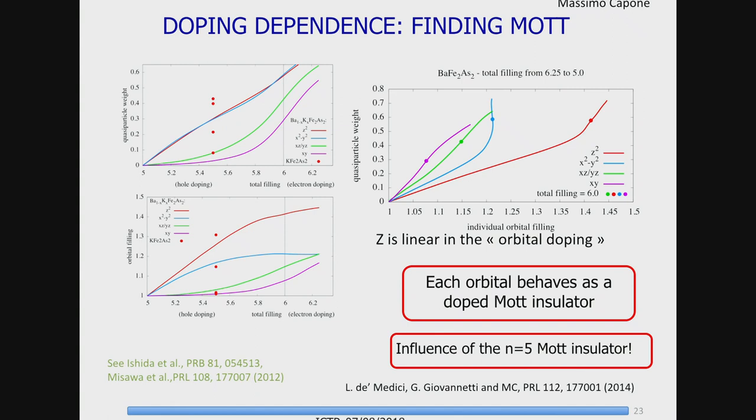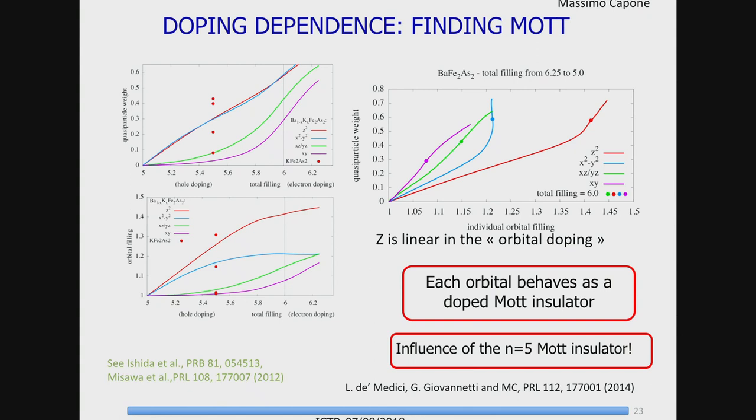You basically see that every individual orbital has a Z which is proportional to its own distance from half-filling. So it's like every orbital behaves like a single-band doped Mott insulator, of course with some difference in the slope which comes from the band structure parameters here. So clearly here you see that the influence of the n equals 5 Mott insulator is very interesting because it really simplifies the whole picture into a collection of single-band Hubbard models.